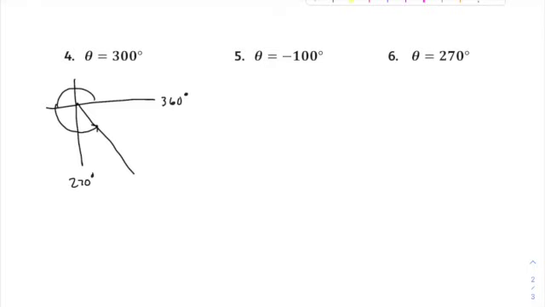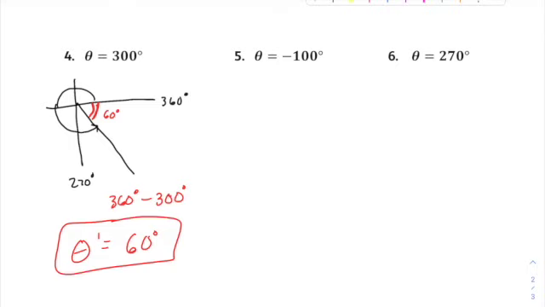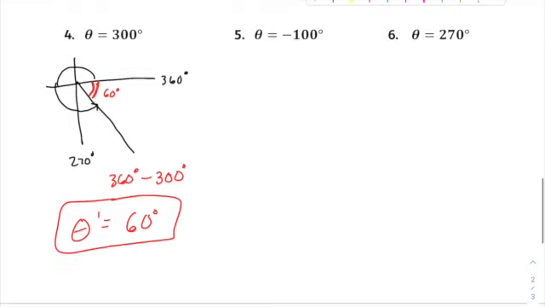But the reference angle, bear in mind, is right here with the x-axis. How far away are we from the x-axis? And so to get that, you want to say how many degrees are you away from 360? So 360 minus 300, and your reference angle is 60 degrees. There we go, right? Always acute. Your answer should always be acute and always positive.